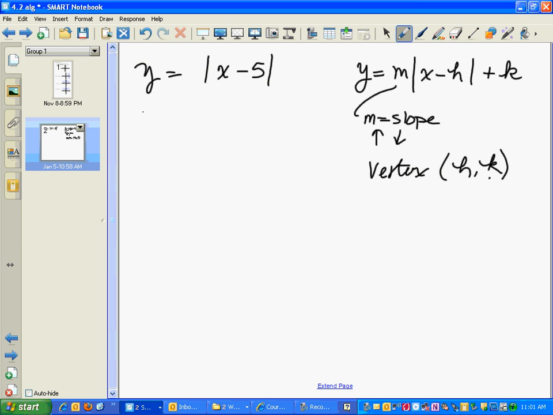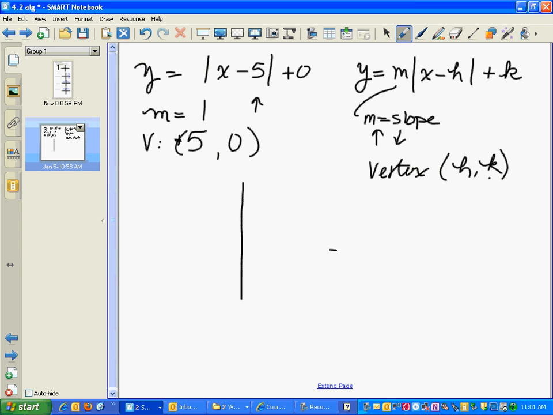So what is my understood slope to be in this problem? 1. And is this a positive 1 or a negative 1? So will my absolute value open up or open down? Okay. What is my vertex? It's a point. What is the x value? Okay, so it's positive. It's the opposite sign of whatever's in here. And what is my y? Correct. There's nothing out here, so you can always add 0 to anything without changing it.